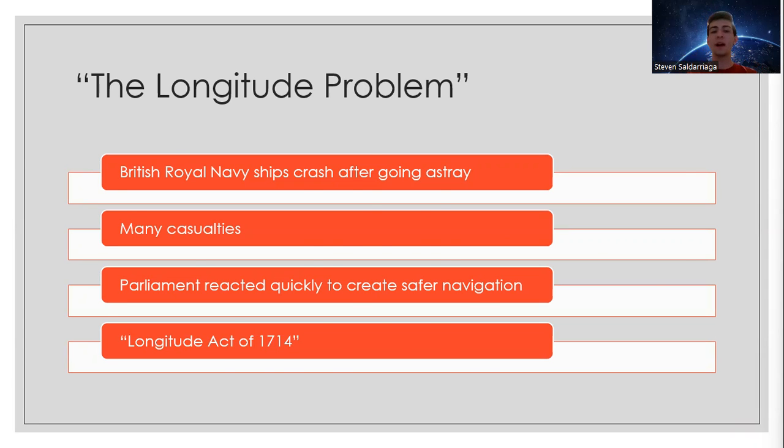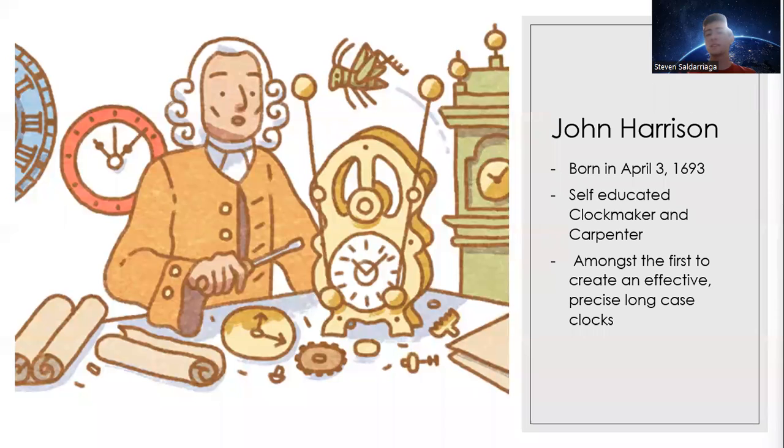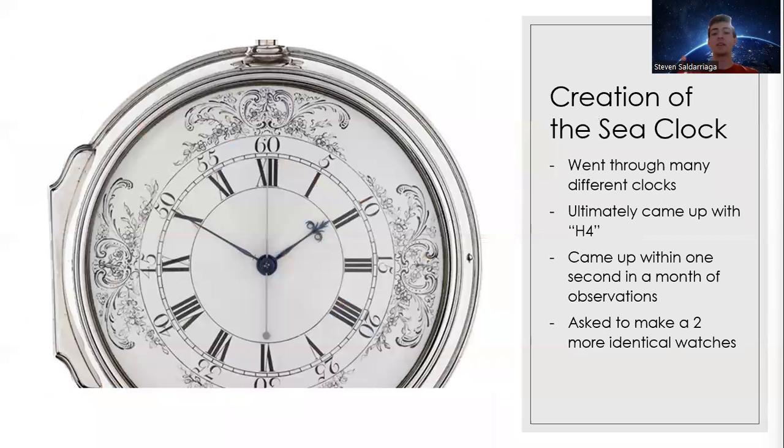So John Harrison, a little bit of background information, was born in April of 1693 as the 5th child to a carpenter. He was self-educated, never received a formal education, and even taught himself how to create clocks. He was amongst the first to create an effective, precise clock, which had a long case. The concept of this type of clock is still actually used throughout England today. Once he actually joined the quest, he thought to create a sea clock.